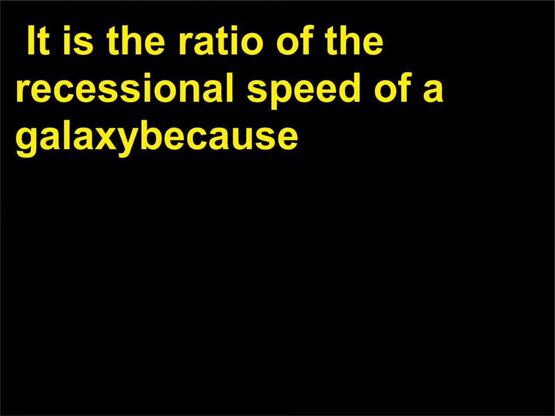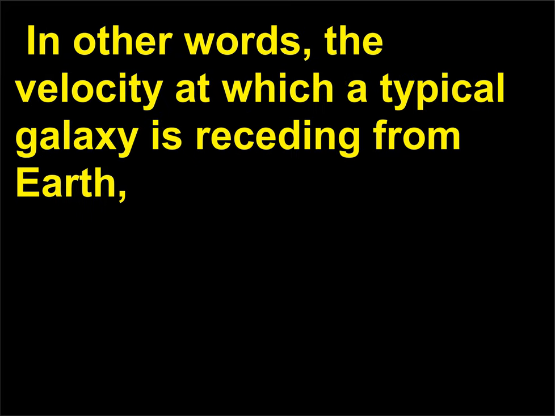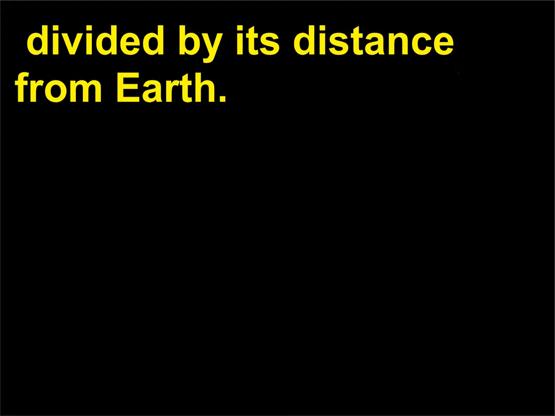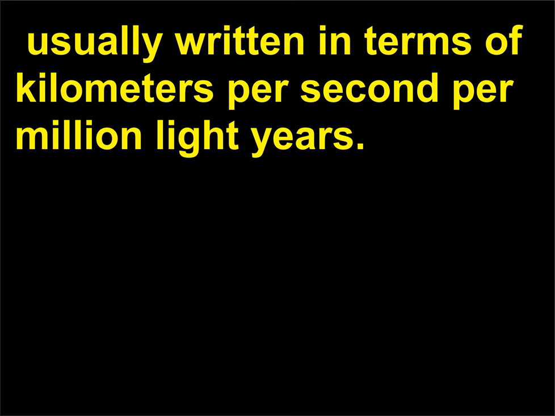It is the ratio of the recessional speed of a galaxy, because the universe is expanding, to its distance from the observer. In other words, the velocity at which a typical galaxy is receding from Earth divided by its distance from Earth. The reciprocal of the Hubble constant is then thought to be the age of the universe, usually written in terms of kilometers per second per million light years.